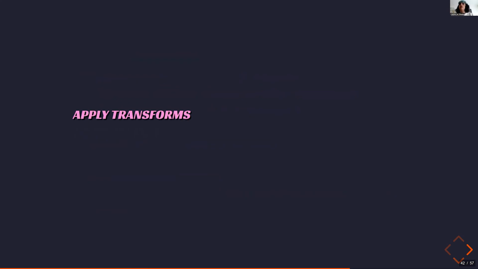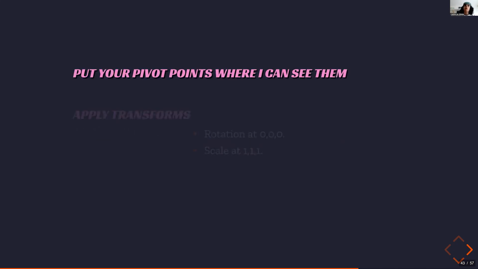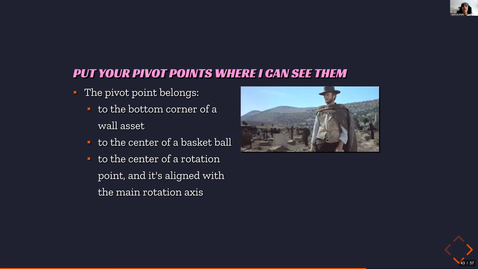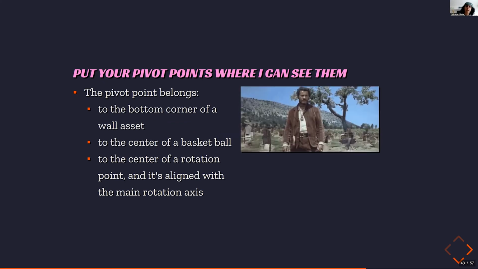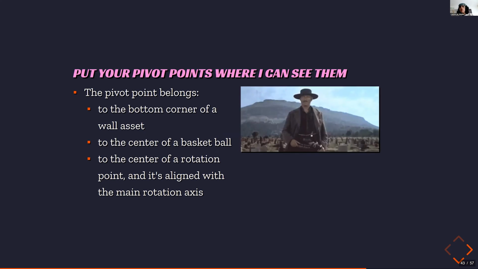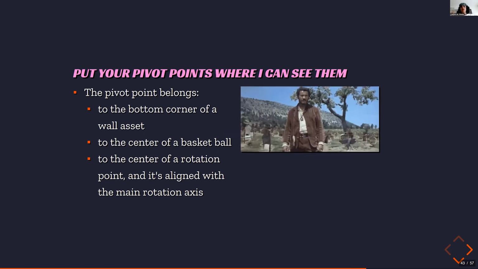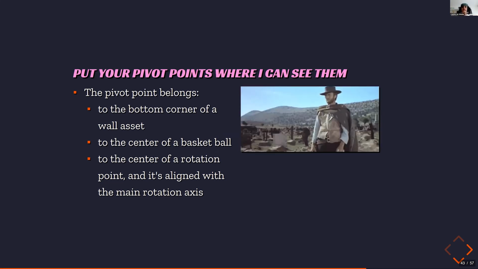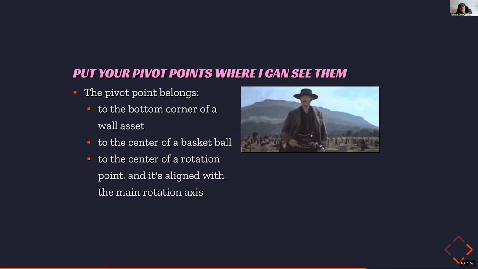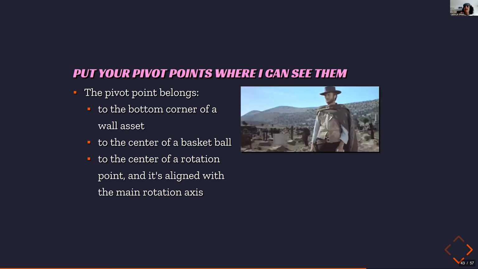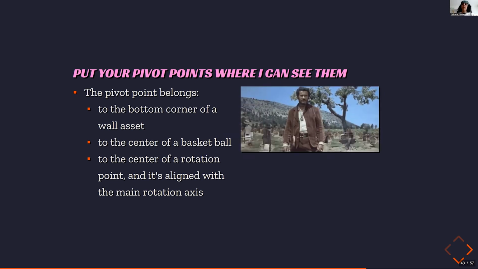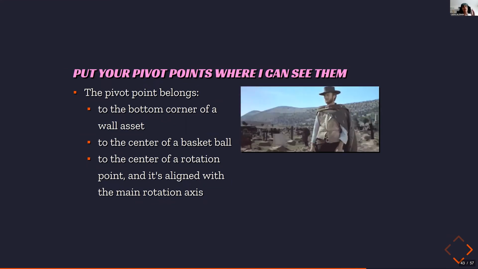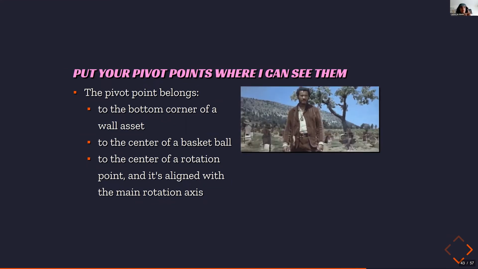You will have to stop me at some point, but I can continue going with this. Always apply transforms, rotation at 0, scale at 1, and put your pivot points where I can see them. Where do they belong? To the bottom corner of the wall asset, so you can snap them to the grid, to the center of a basketball or any object that is going to rotate on itself, to the center of a rotation point, aligned with the main rotation axis. For example, a door will have it on the hinge, so it has its transforms like this.